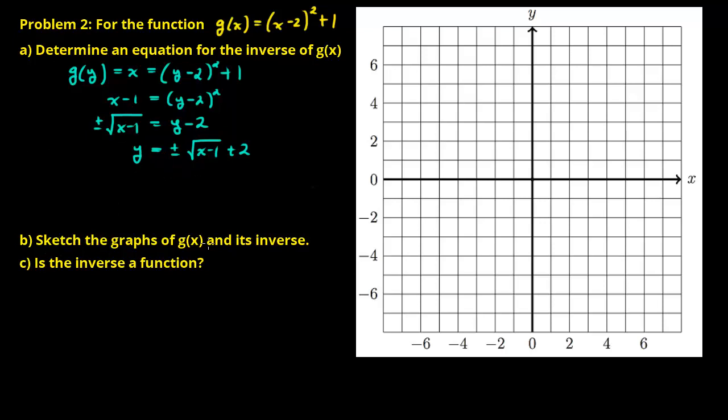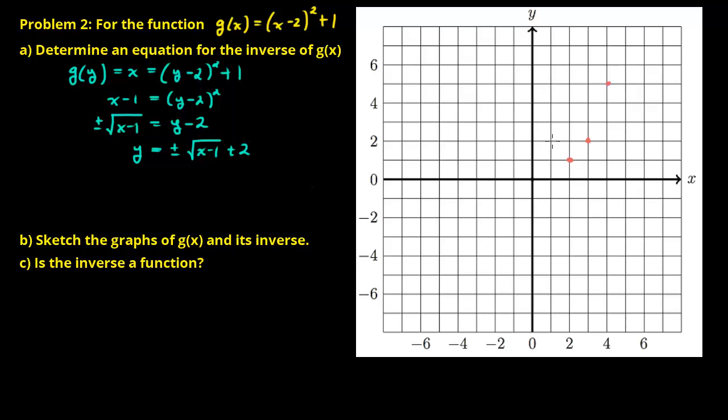Here it says sketch the graphs of g of x and its inverse. So let's go ahead and do that. If we first sketch g of x, this is a parabola with vertex at (2, 1). We can follow the step pattern of the parabola. Since the a coefficient is 1, we'll go over 1, up 1, over 1, up 3, and then the next step would be 5, so that's off the graph.